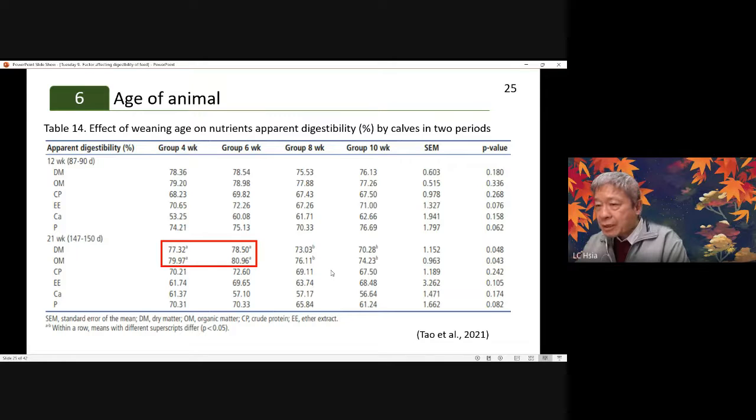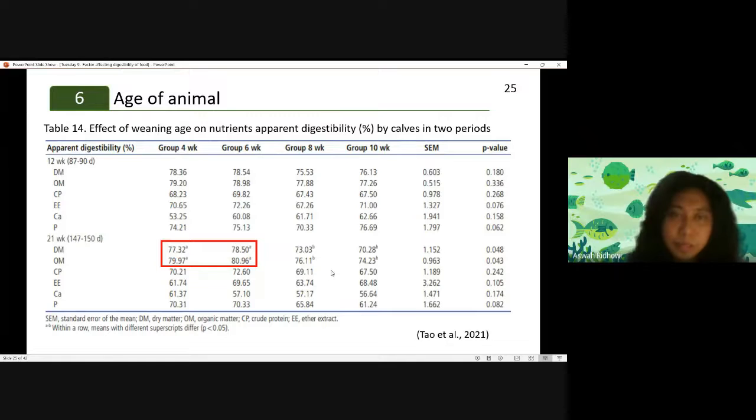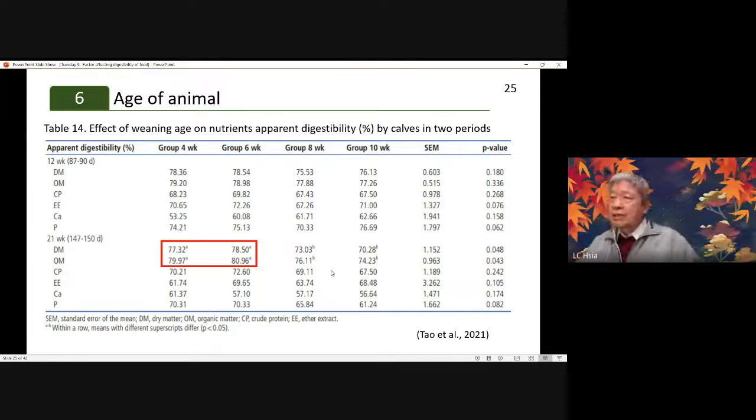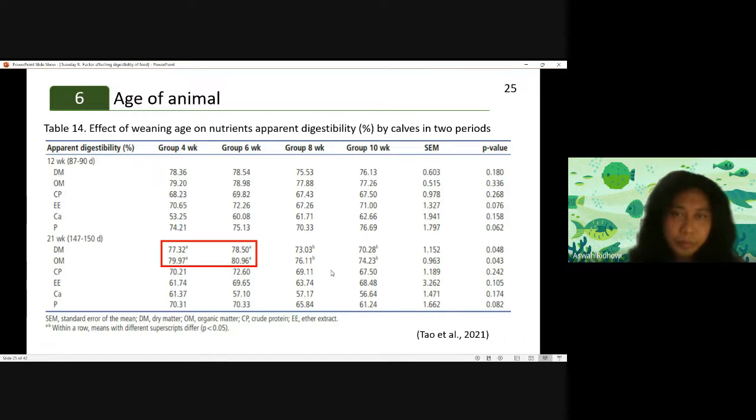Can we also say the young, early weaned lambs are more used to this kind of feeds rather than older weaned lambs, calves? Can we say it this way? Yes, because if they are weaned early, their rumen is more used to this kind of microbial digestion. If they are weaned late, they are not used to this kind of rumen digestion. Can we say that? Yes, Professor. Am I right? Yes, Professor.